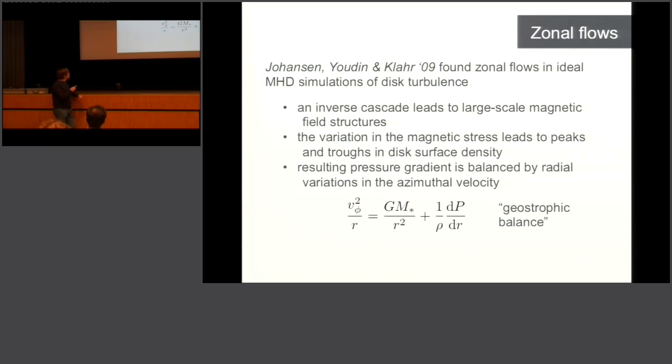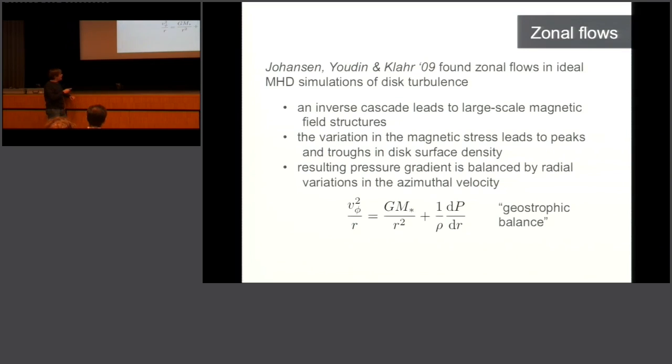So what they argued was that the fundamental thing that happens is that you have an inverse cascade that works in the magnetic variables and leads to a large-scale variation in the magnetic field strength, particularly the toroidal magnetic field strength, at different locations within the simulated disk. Okay? Now, that large-scale magnetic field structure leads to a variation in the magnetic stress within the disk. Okay? Remember, when we think about the magnetic stress, we're thinking about the correlation between B_R, the radial component of the magnetic field, and B_φ, the azimuthal component. So if you can get a large-scale variation in the magnetic field, say in the toroidal component, that will feed through to a large-scale variation in the magnetic stress.